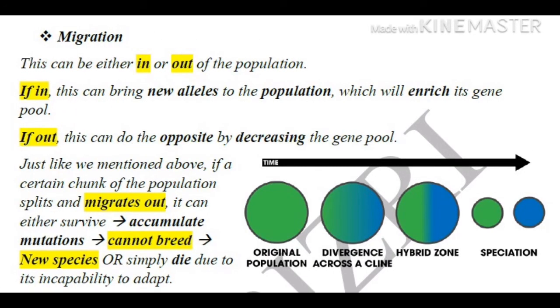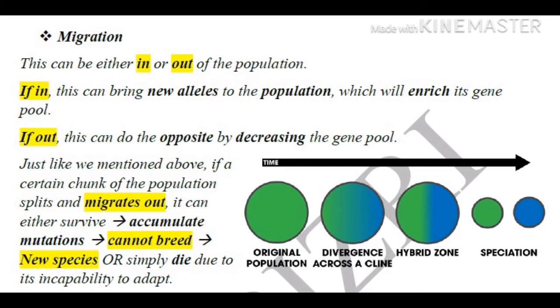Now, it's worth noting that these migrations can either be in or out of the population. If in, that means new alleles are going to be introduced to the population, which is going to be enriching the gene pool. While this might be good, this also might be bad, because maybe bad genes are going to be introduced into the population, and this is going to be detrimental for the population. So this is also worth noting.